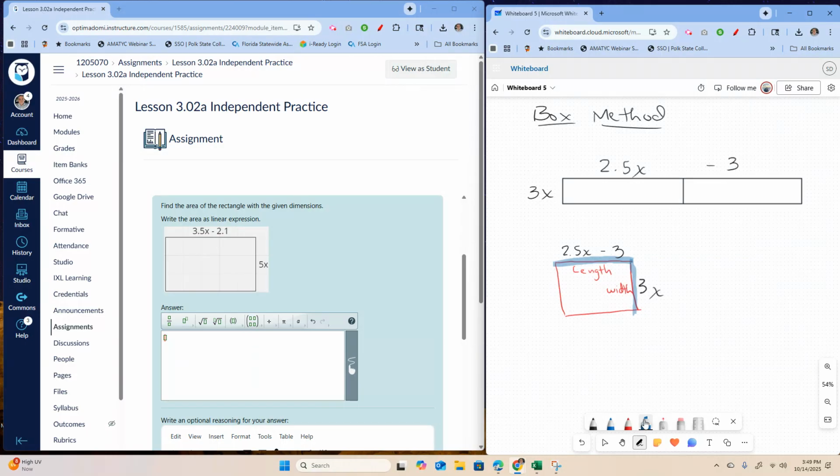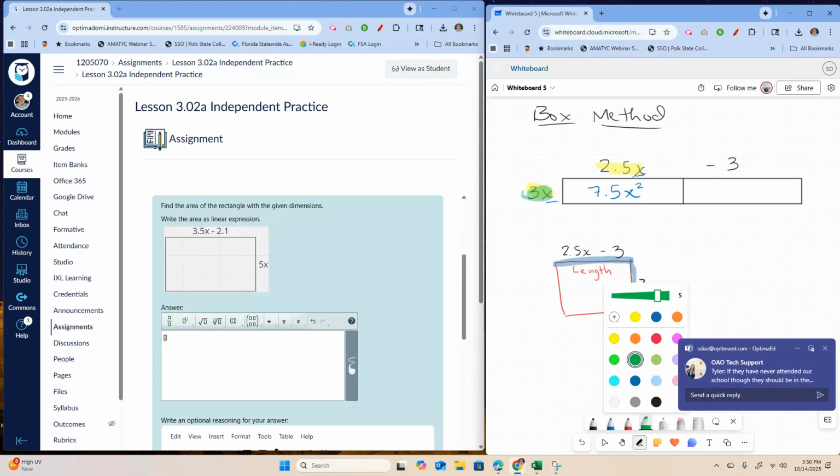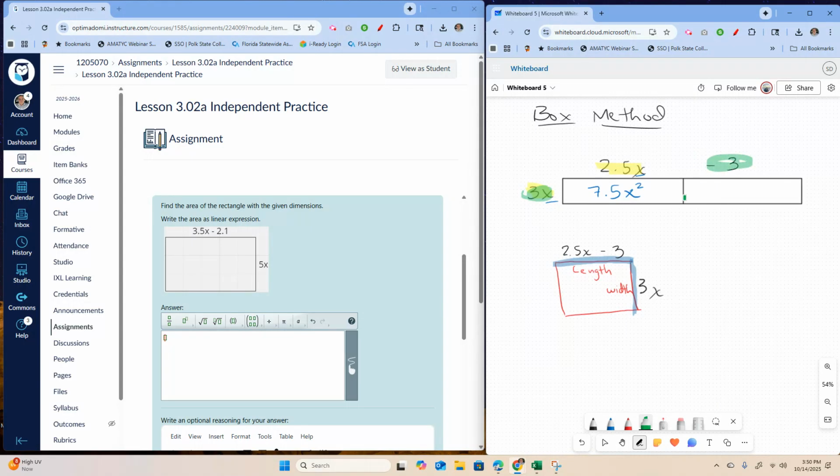And what I'm going to do is multiply the 3x by the 2.5x. So you do this on the calculator, 3 times 2.5, okay? That will give you 7.5. And then x times x, when you're multiplying letters that are the same, you add the exponent. So because I'm repeating the x 2 times, I'm going to say x to the second power. Then I'm going to multiply the 3x by the minus 3. And when I multiply 3 times negative 3, again, you can do it in the calculator, you're going to get minus 9.